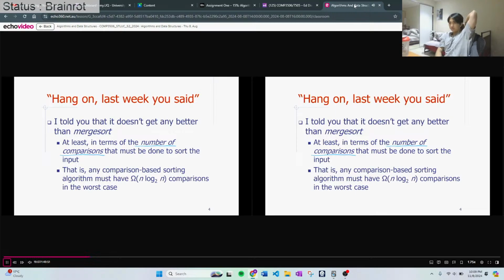Now I'm going to try and convince you that this is true, and that is that any comparison-based sorting algorithm has to have big omega of n log n comparisons in the worst case. It's lower bounded at n log n. You can't do better in the worst case. Of course, you might do better in some other case.